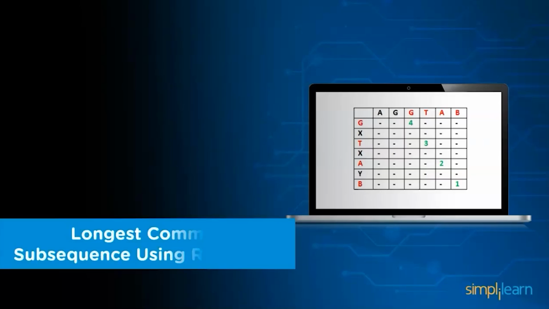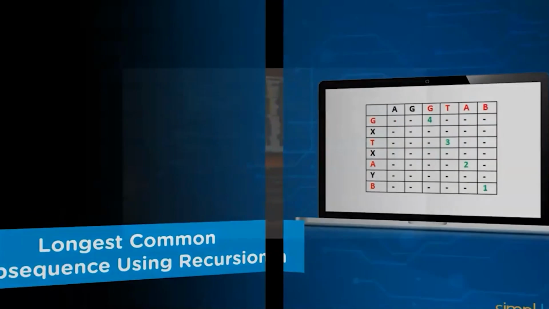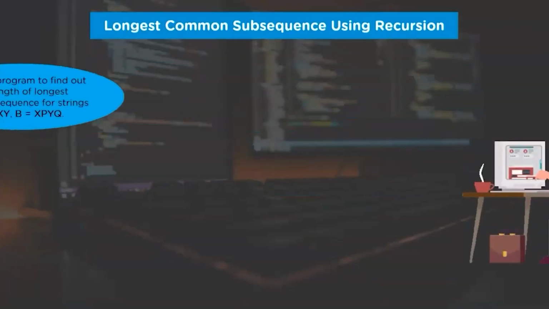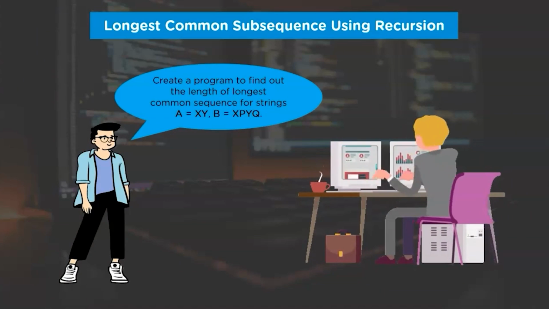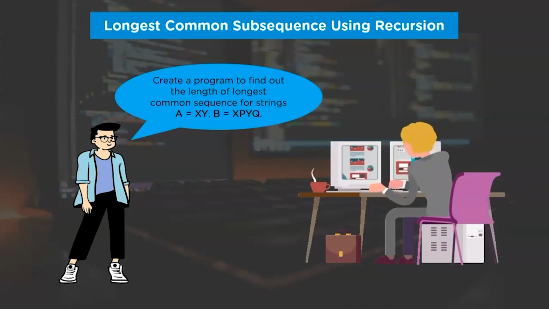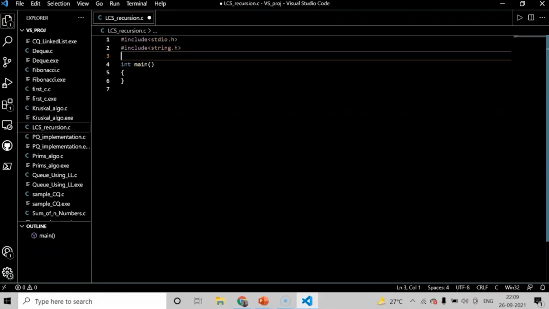Now moving forward, we'll build a solution for LCS using recursion. So let's visit the code editor and develop the C program for longest common subsequence. The two strings for which we are going to find LCS are xy and xpyq. Let's create a function to get started with LCS implementation.